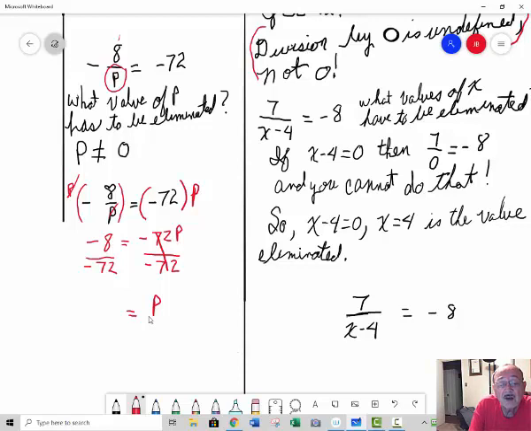What is 8 divided by 72? Well, if I look at the fraction, it's simply 8 72nds, and that reduces to 1/9. Now this is a perfectly legitimate way of expressing this. 8 over 72 or 1/9 is actually what I want.